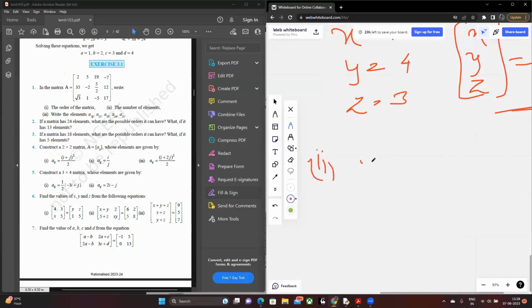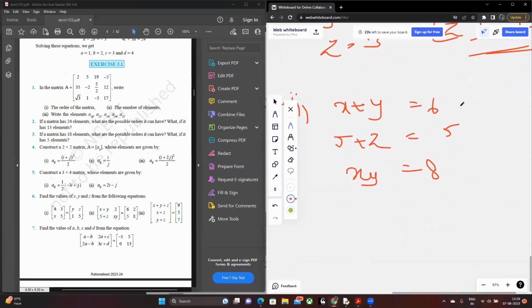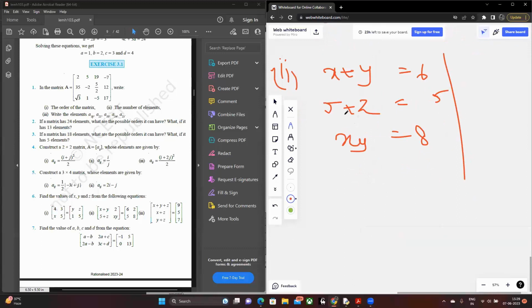The second subpart states that x plus y is equal to 6. 5 plus z is equal to 5. And xy is equal to 8. Right? I've basically expanded this matrix, right? And I've checked that this 2 is going to be equal to this 2. So the equality holds, and we have x plus y is 6, 5 plus z is 5, and xy is 8. Right? I'm not writing the whole matrix. So from this, at first what you get is z is equal to 0.